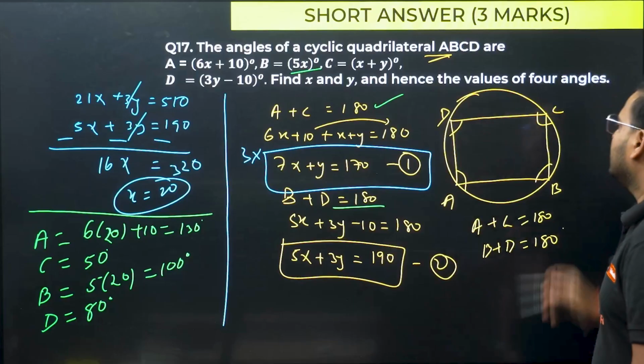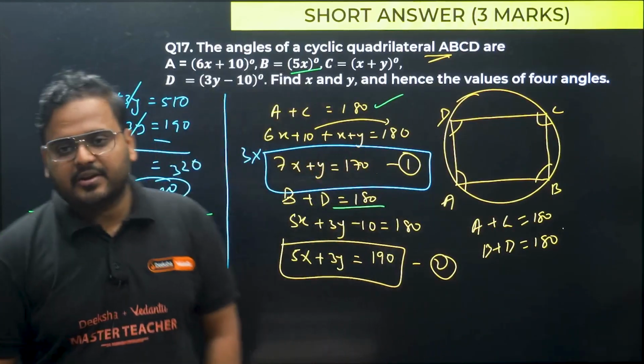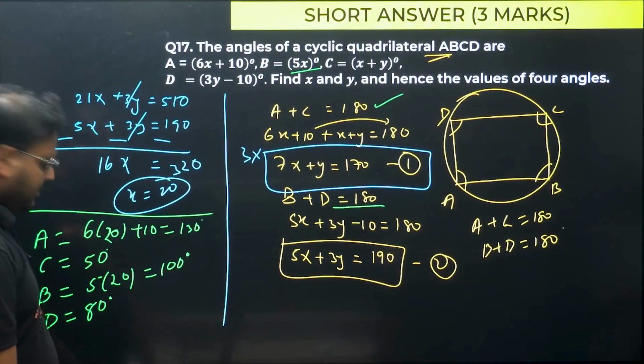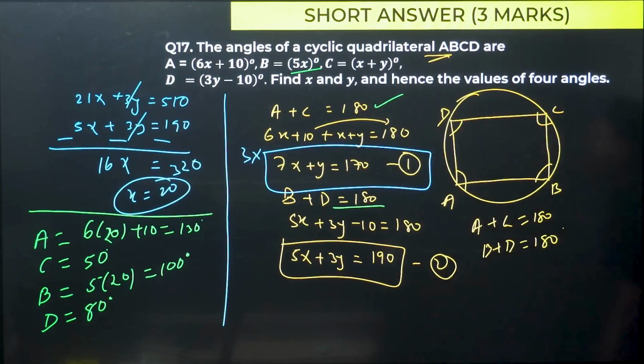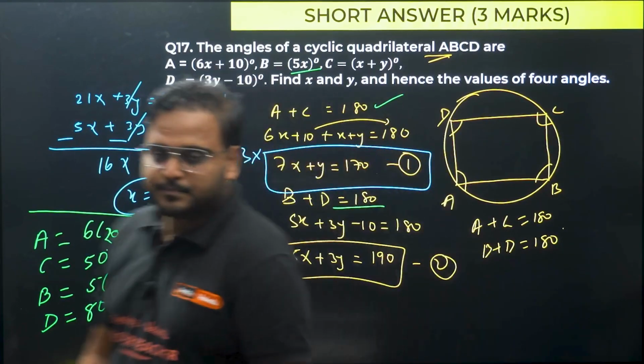Please check. Cyclic angle property is opposite angles are supplementary in nature. I hope this is all clear. Please check. Okay, this side will be visible better. Okay. Clear, guys? Yeah. Superb.